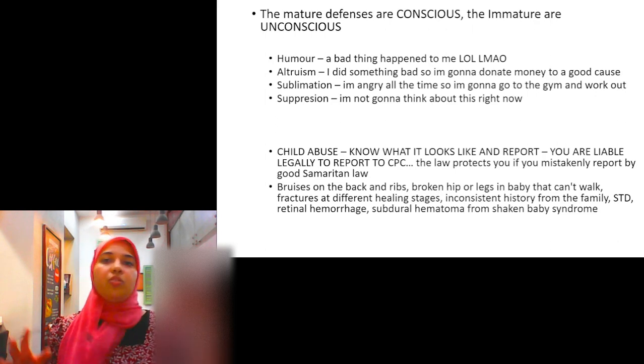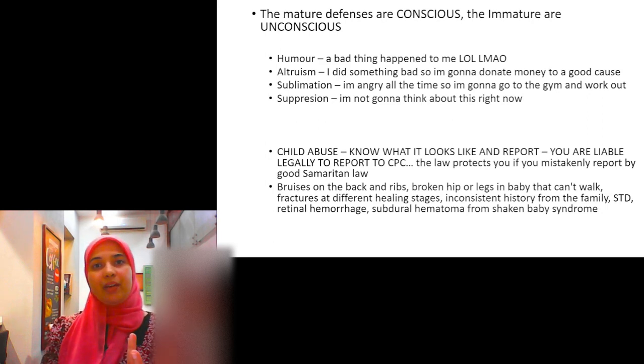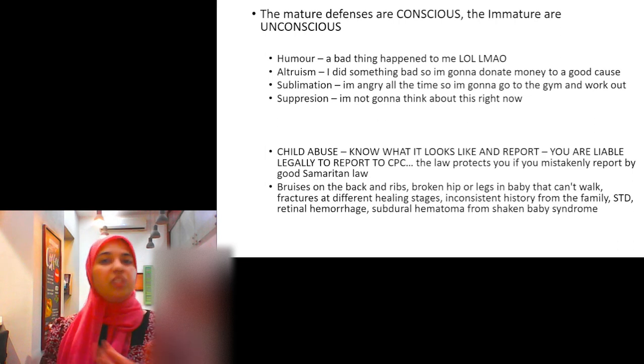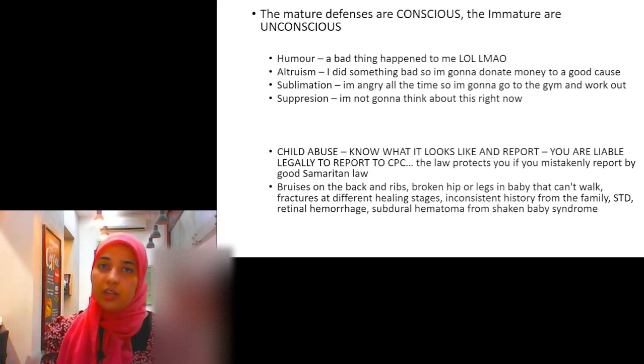Now, what do you do if you get asked a question in medical law, if you reported it to CPS and it turned out after their investigation that it wasn't child abuse? Does the law protect you? Yes, the law will protect you because you have something called Good Samaritan law. So Good Samaritan means you acted in good faith, right? You were worried about this child and you reported, it wasn't child abuse, okay. The law will protect you based on Good Samaritan law. If you don't report, you're going to be in a lot of trouble.